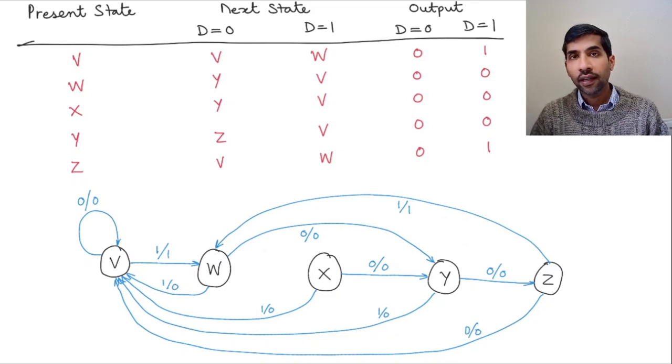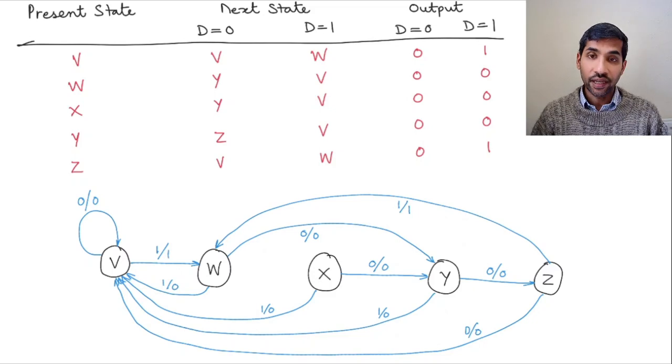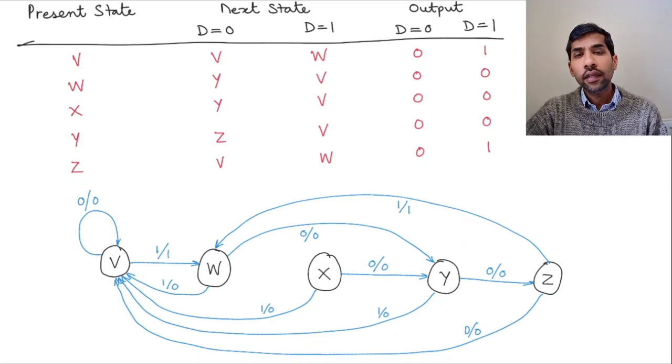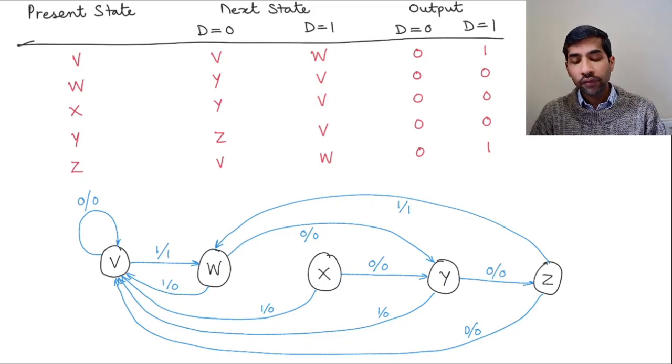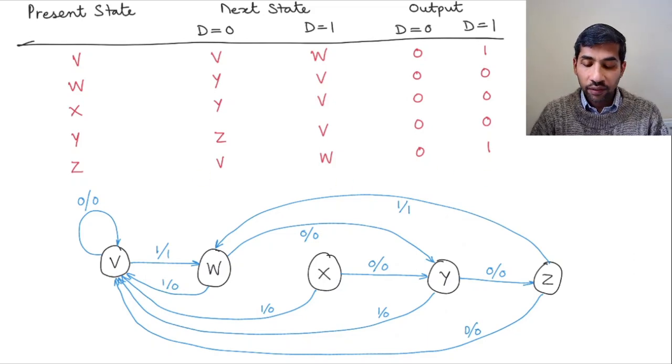Hi, hopefully you were able to finish the exercise and get the state table as shown here. Now, when you look at this circuit, it looks like there are five states, right? V, W, X, Y, and Z. But if you look at the state table carefully, you will see that actually there are only three states.